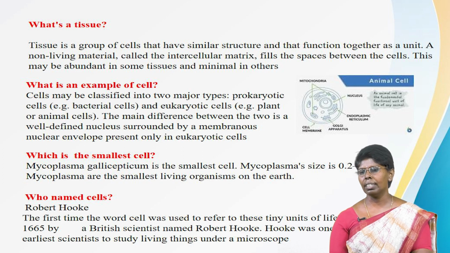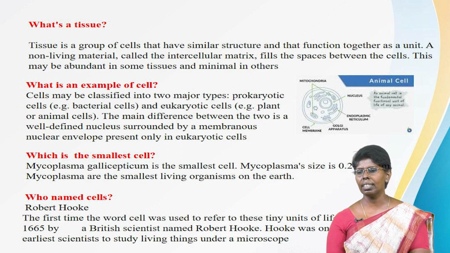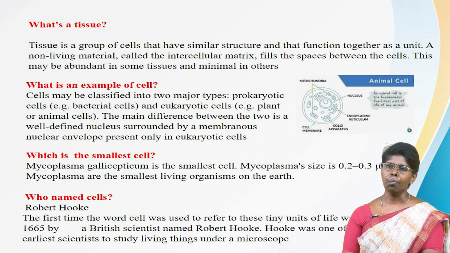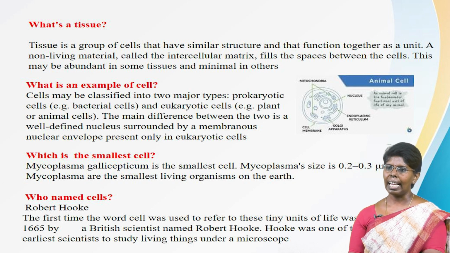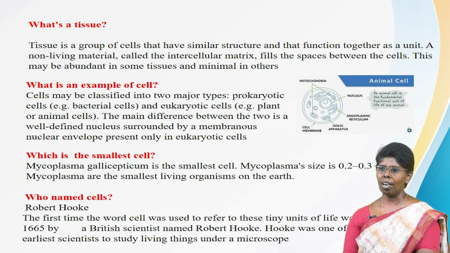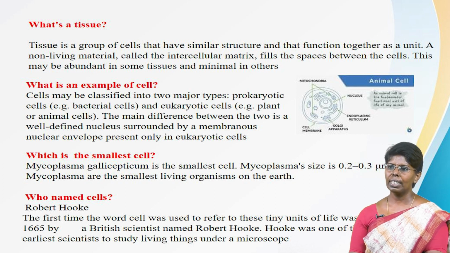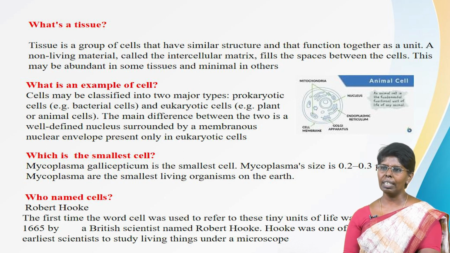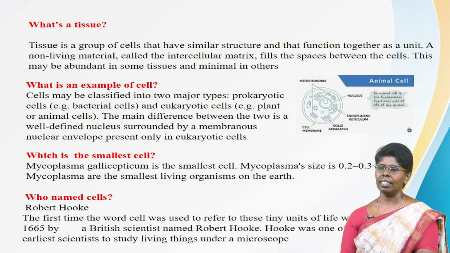For eukaryotic cells, as a zoologist, we can take animal cells, which are the smallest cells. Mycoplasma gallisepticum is the smallest cell. This mycoplasma varies in size from 0.2 to 0.3 micrometer. Mycoplasmas are the smallest living organisms on the earth.